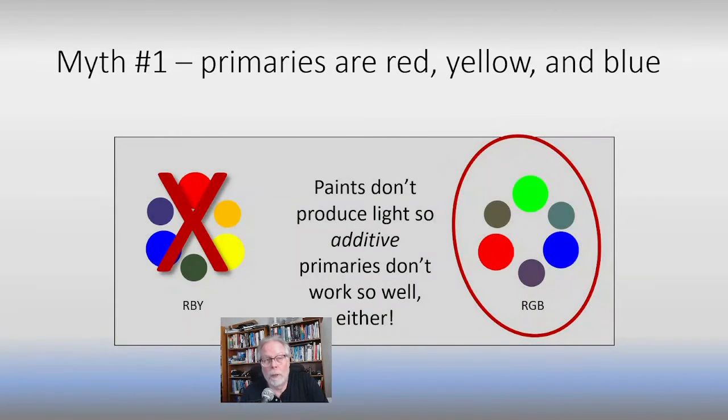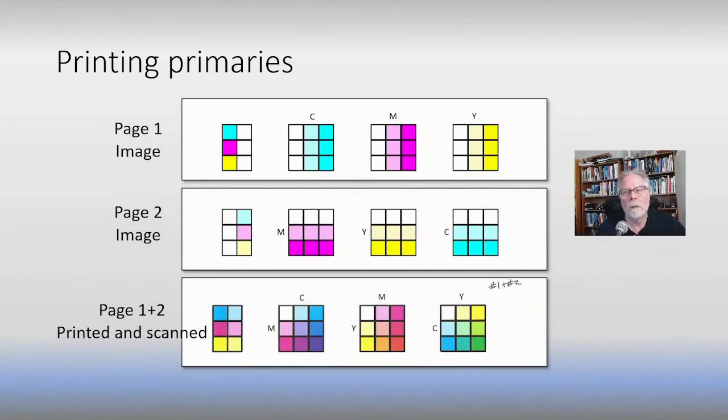So red, yellow, blue don't work well for printing. RGB don't work so well either because those are additive primaries. They assume that you're adding, but when you print, you're taking away light. So we want subtractive. What are the primaries that we should use? Here we have the printing primaries, cyan, magenta, and yellow, and we see the results from that.